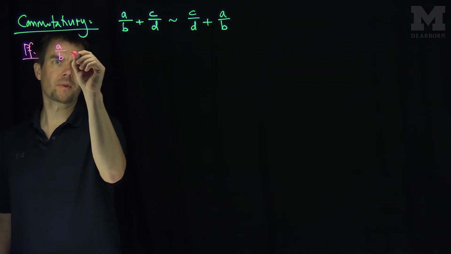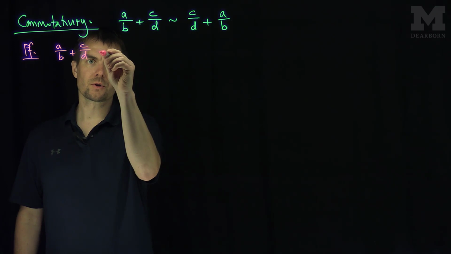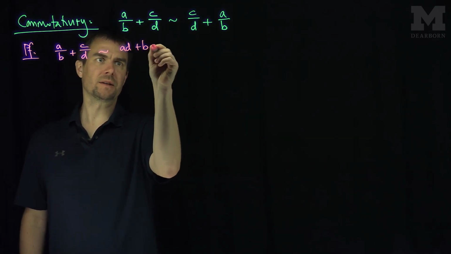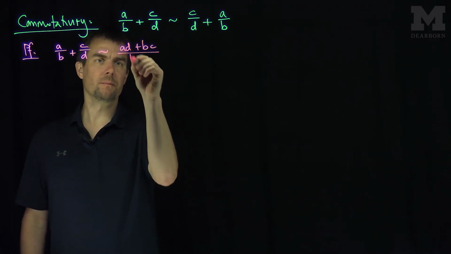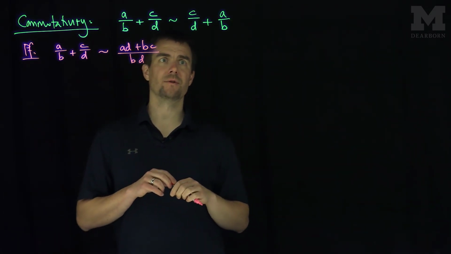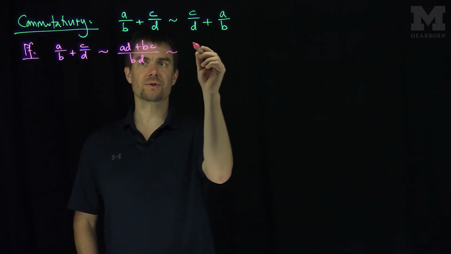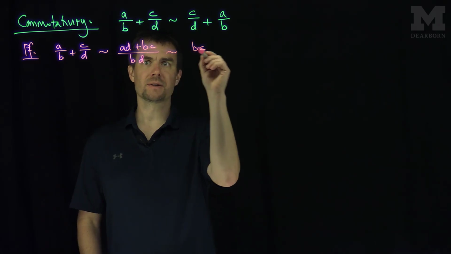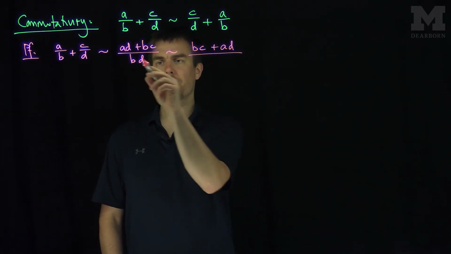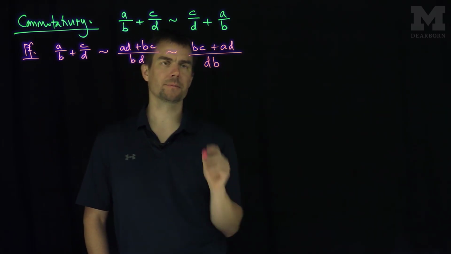a over b plus c over d is equivalent to AD plus BC over B times D. And now technically what I have to do is write this. I'm going to now use the fact that addition is commutative. So since addition is commutative, I can write this as BC plus AD over, and I'm going to use the fact that multiplication is commutative, D times B.